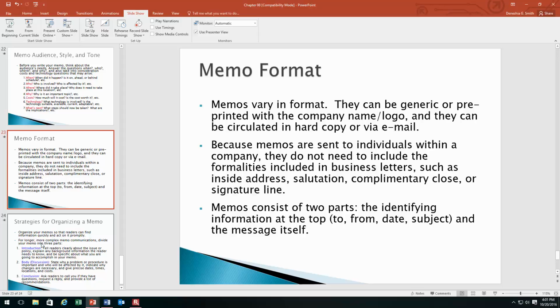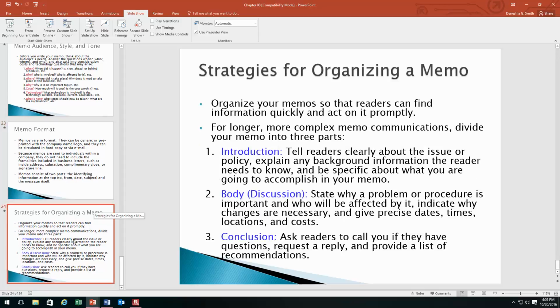Because memos are sent to individuals within a company, they do not need to include the formalities included in business letters. I just mentioned that, such as inside address, salutation, complimentary close. Memos consist of two parts: the identifying information at the top, the to, from, date, and subject, and then the message itself. I guess I got ahead of myself, but that's just a recap of what we just talked about.